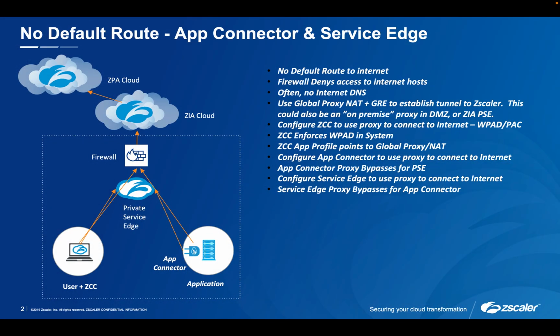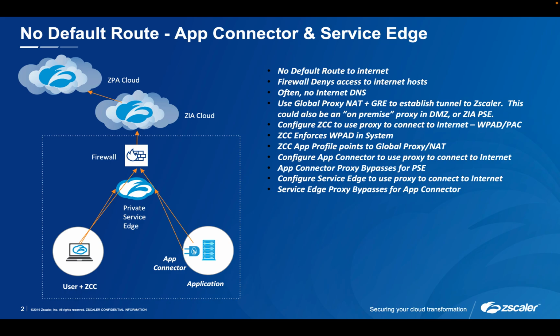So considering some customers have a no default route environment, meaning there's no internet default route. Users are not able to resolve the internet, no internet DNS, and even if they could and put in a static route to the next top firewall, the firewall is denying access to the internet. So how do we solve this?